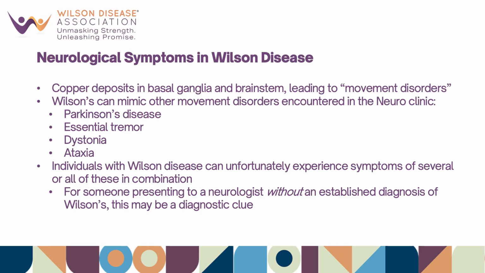The complicated thing with Wilson is that it can mimic symptoms of other movement disorders that we see a lot more commonly in the neurology clinic. Some of those are Parkinson's, essential tremor, dystonia, ataxia. But an individual with Wilson may be showing a combination of symptoms of these various different conditions and not be fitting the box for just one diagnosis. And that might actually be one of the things that leads us to suspect or test for Wilson.